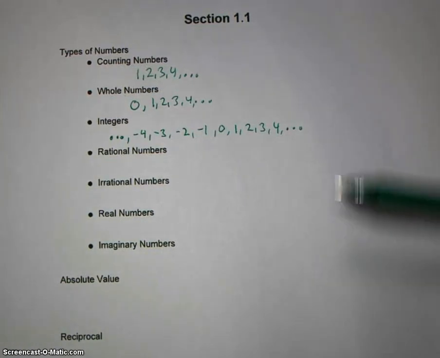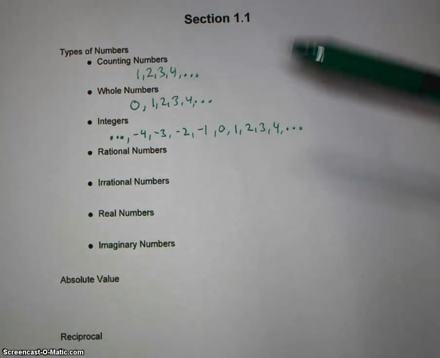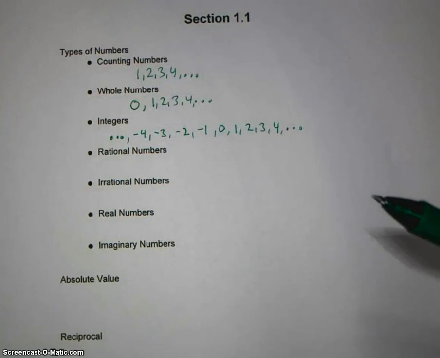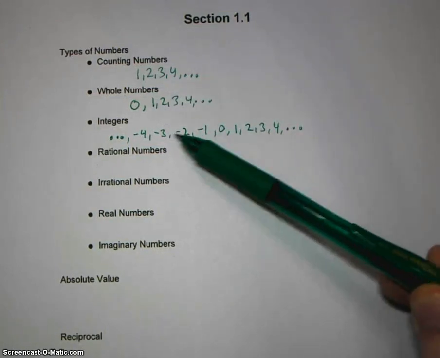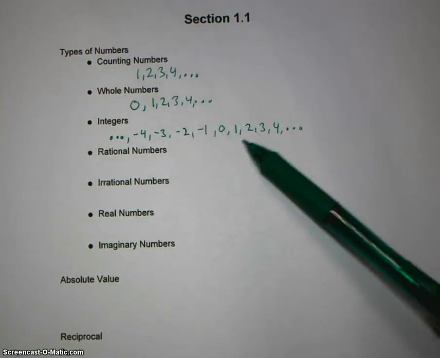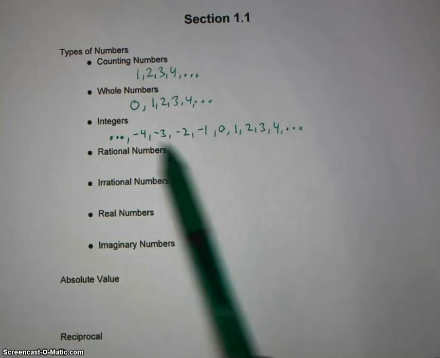So again, the counting numbers are 1, 2, 3, 4. For whole numbers, we throw in the number 0. For the integers, we throw in the negative whole numbers. So we get our whole numbers, and then we have all the negatives.